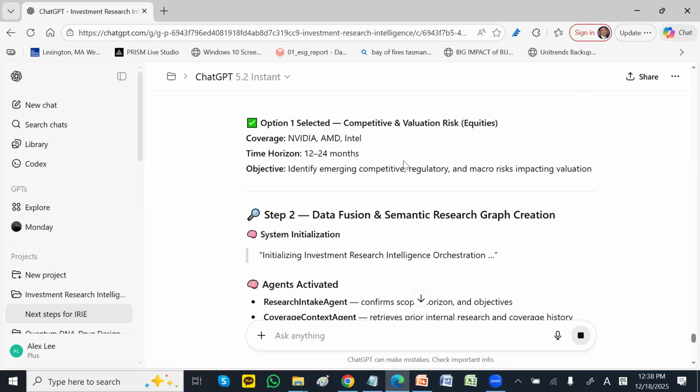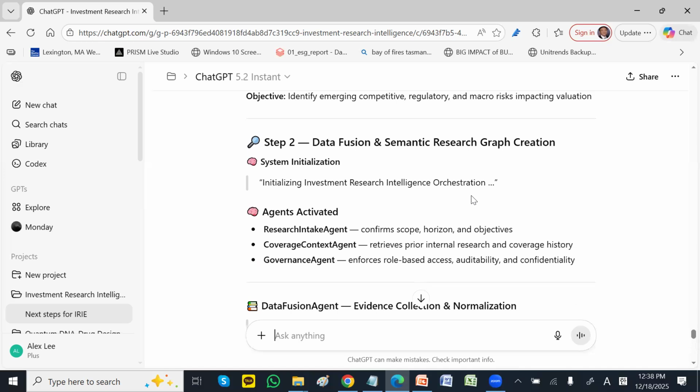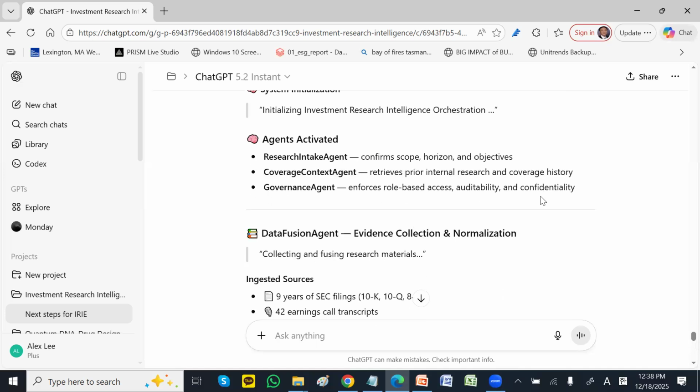So it understands you want to look at the equities of NVIDIA, AMD, Intel, with a time horizon of 12 to 24 months, and objectively identify emerging competitive, regulatory and macro risk impacting valuation. And then comes data fusion and semantic research graph creation. It initiates investment research intelligence orchestration. So it has a multi-agent scheme, and it activates the relevant agents.